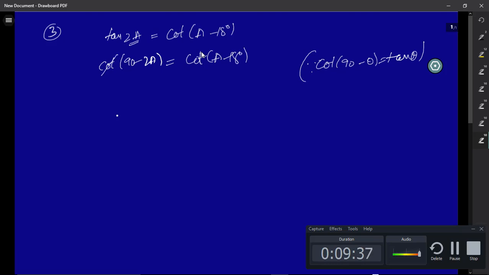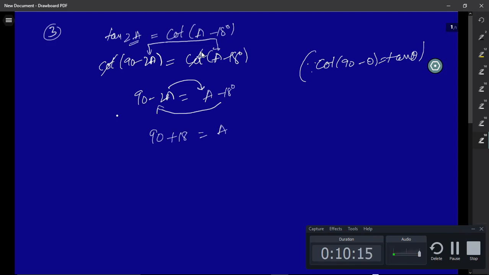You can consider it this way: this cot and this cot get cancelled. I get 90 minus 2a is equal to a minus 18. I wouldn't want you to cancel cot and cot, that would be absurd. It's just that the trigonometric ratios are equal, left hand side you have cot, right hand side you have cot. You can just equate the angles, that is it. So 90 minus 2a is equal to a minus 18. I'm taking a to one side and the number to the other side. Minus 18 on the left hand side becomes plus 18. Minus 2a on the right hand side becomes plus 2a.